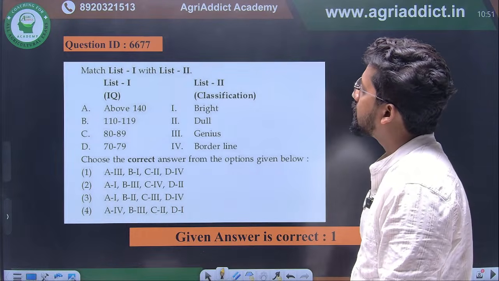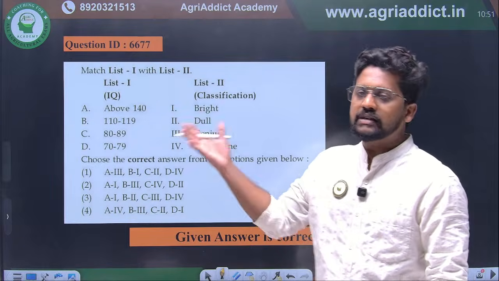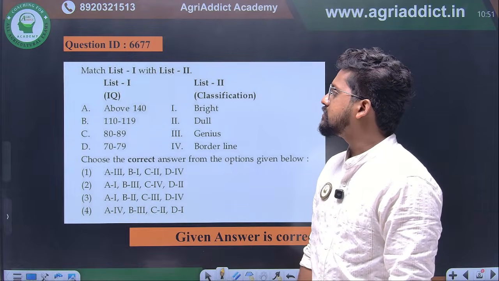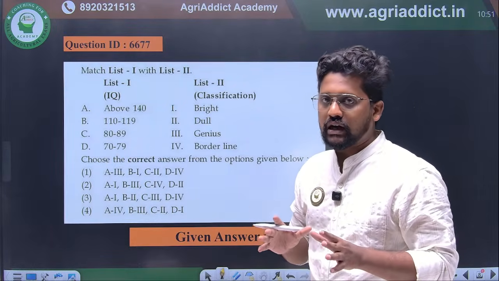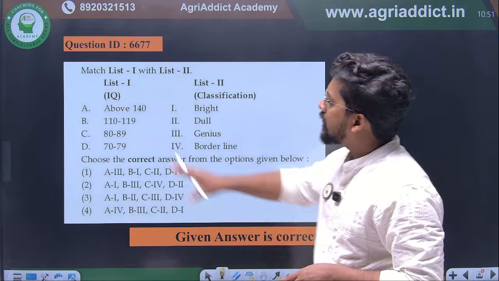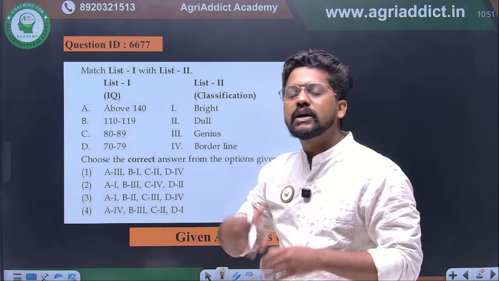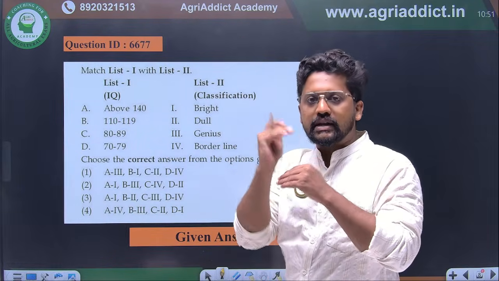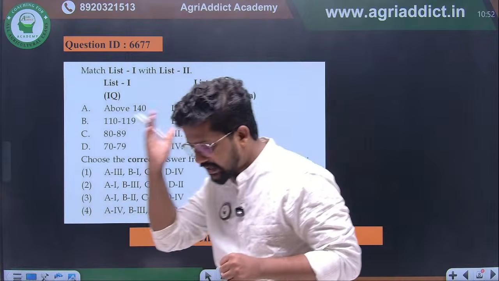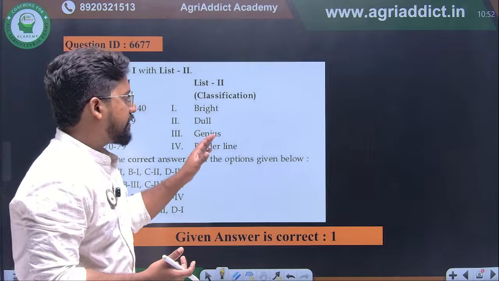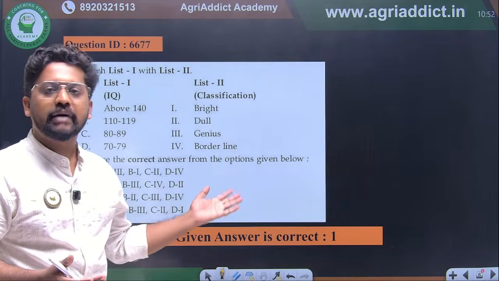Then, yeah, one question from extension. This is regarding match the following, and they have given the IQ with respect to what classification they have given. From above 140 to 0, there are many strata, out of which they have taken 4. But if you have a basic understanding about whether you can arrange it in the decreasing order, then you can match it easily, I guess, right?